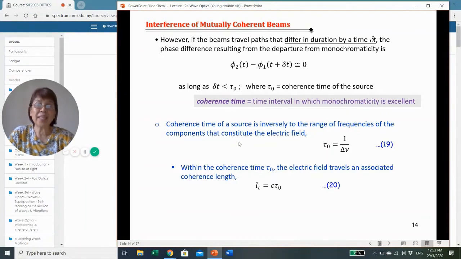We already learned that the coherence time of a source is inversely proportional to the range of frequencies of the component that makes up the electric field, which was given in this expression. So within the coherence time of tau 0, the electric field would travel an associated coherence length given by, just multiply the time by the speed of light. So that gives you the coherence length.